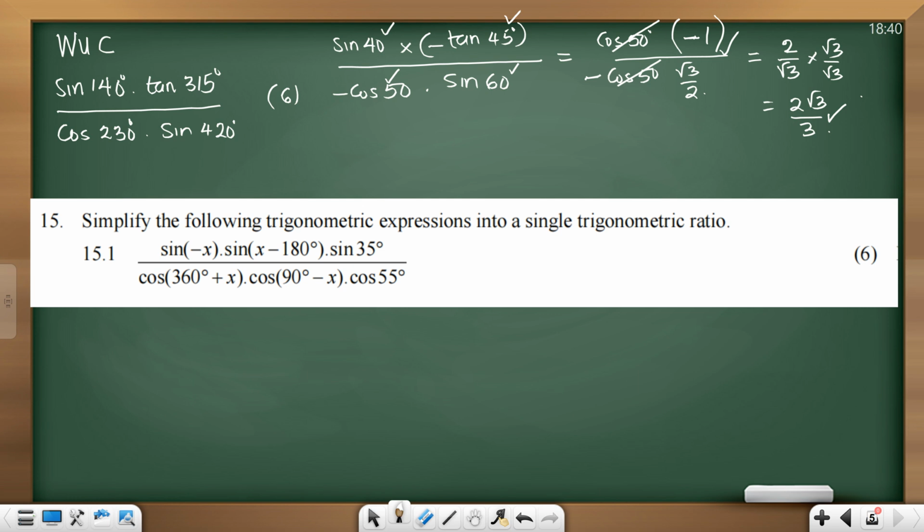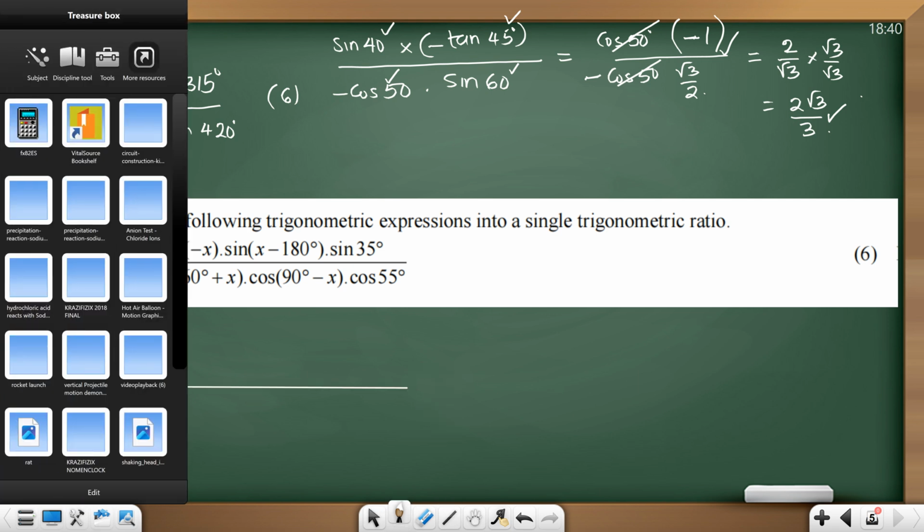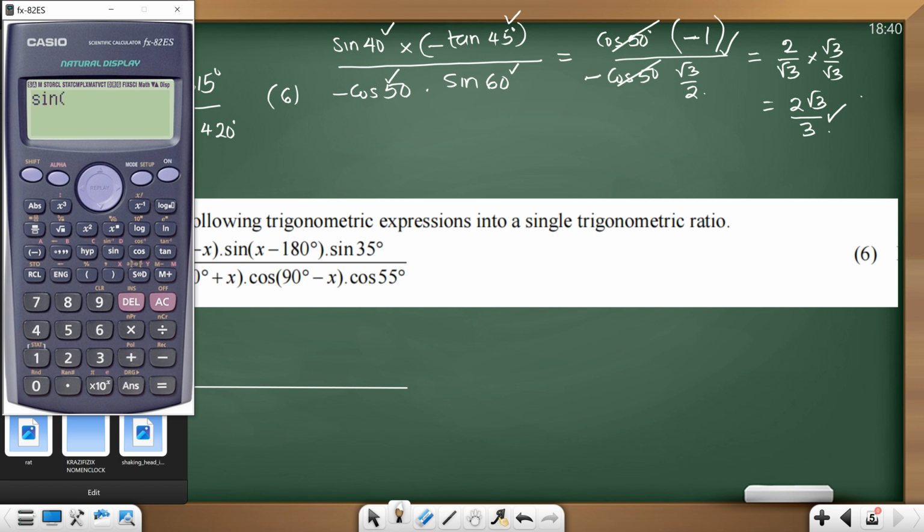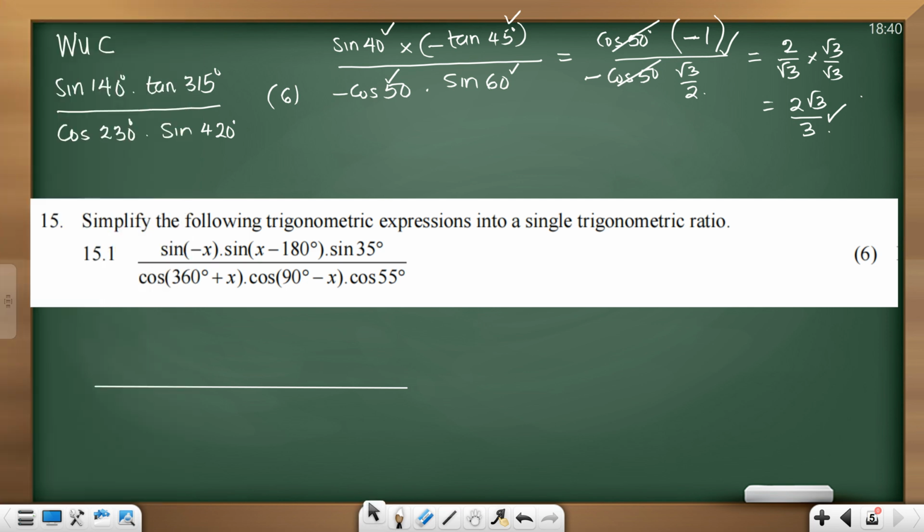Sine negative x. If you are not sure, what do you do? Put x as 1. What will it give you? A negative answer. So already, guys, I want to show you every step. Sine negative 1 is a negative answer, right? So what do I have? Negative sine x. Please put brackets. 1 mark.